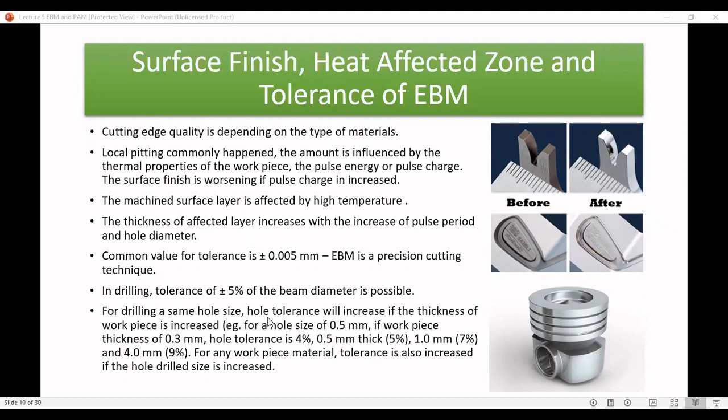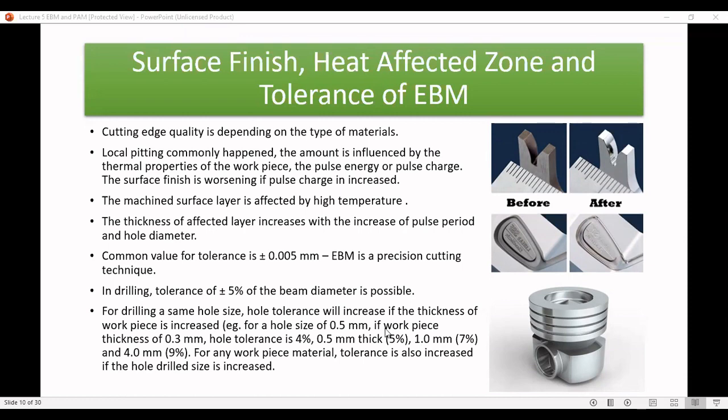For drilling the same hole size, the hole tolerance will increase if the thickness of the workpiece is increased. For example, if the workpiece thickness is 0.3 millimeter, the hole tolerance is 4%. Right? And for 0.5 millimeter it is 5%, and for 1 millimeter it is 7%. So it depends on the hole size.